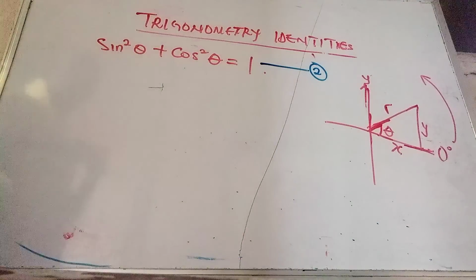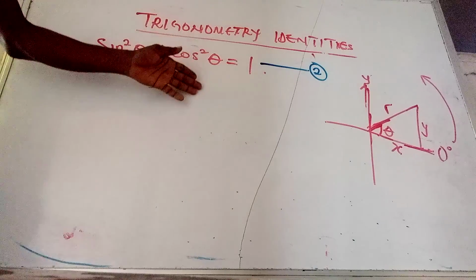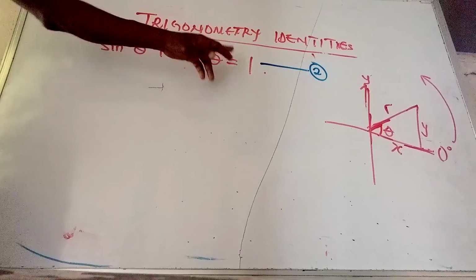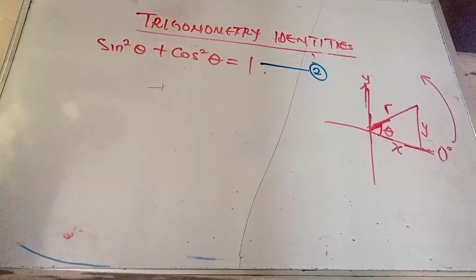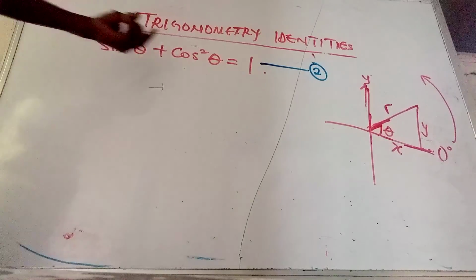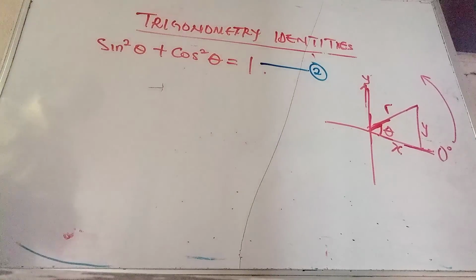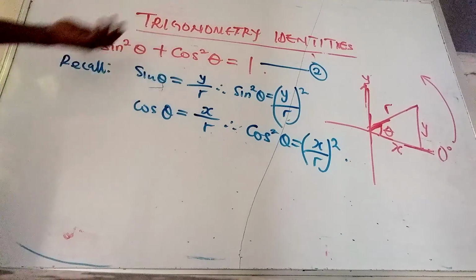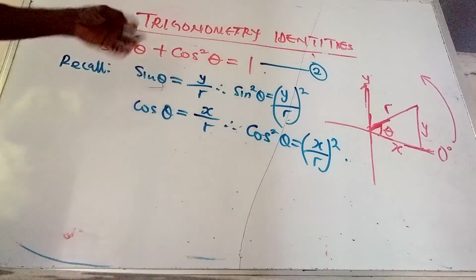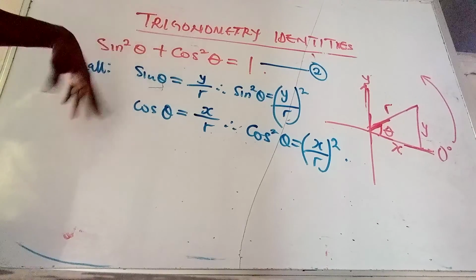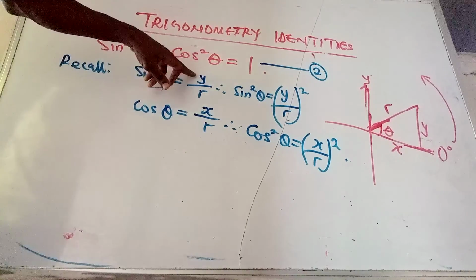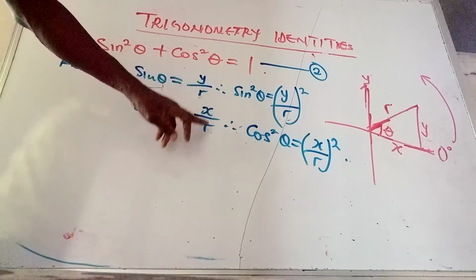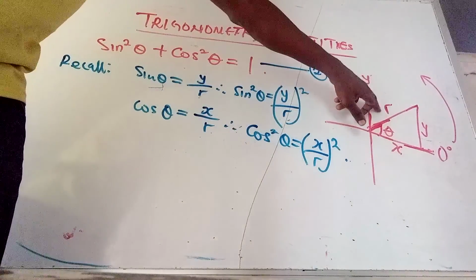Now, you want to prove the second identity, which says sin square theta plus cos square theta equals to 1. It's a very important identity. How do we arrive at this? Now, let's see. Recall that when we were dealing with identity 1, we wrote that sin theta is y over r, which is opposite over hypotenuse, and cos theta is x over r, which is adjacent over hypotenuse.